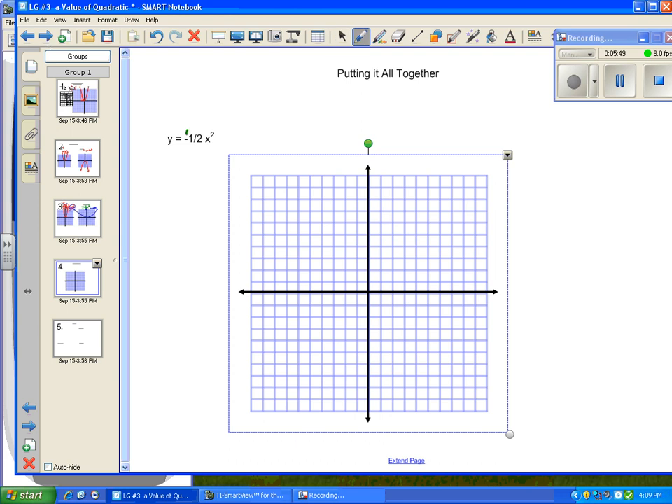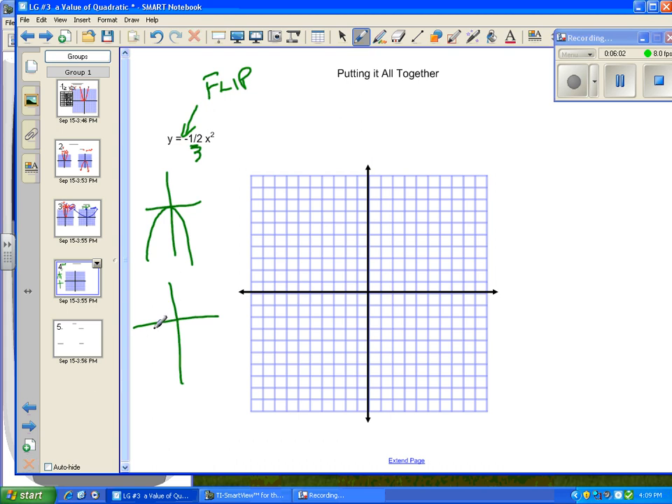So negative and 1/2. Now think about this. What does the negative do? The negative tells you to flip. So it's going to be a parabola that looks upside down like this, and the 1/2 tells you it's going to be fat. So it's not only going to be upside down, but it's going to be nice and fat here. So that's what we're after. So let's see what happens here when we put this in. It's going to be negative, and it's going to be fat.